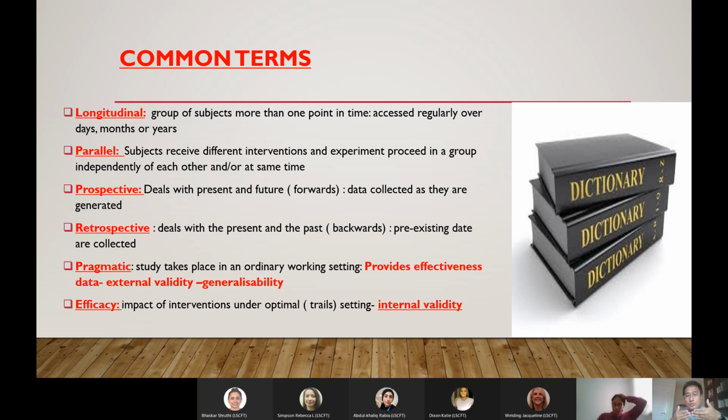Okay, so in MCQs, make sure that you apply your concept. If it is present, it goes for prospective; if it goes back, retrospective. If it is two studies which go side by side, it's parallel. Longitudinal, same population at different times. Pragmatic, real.